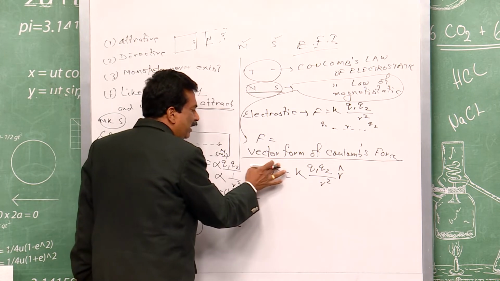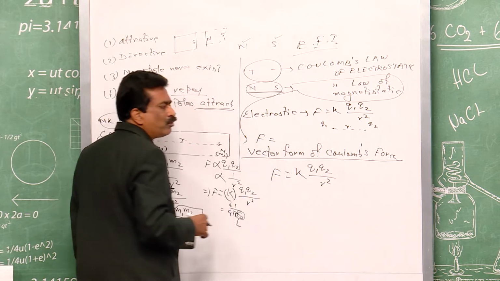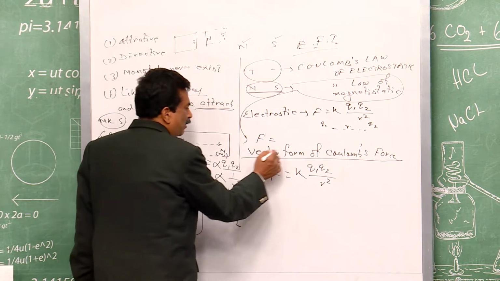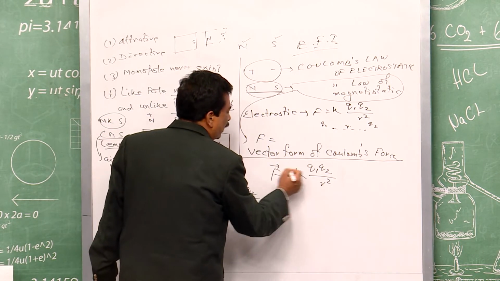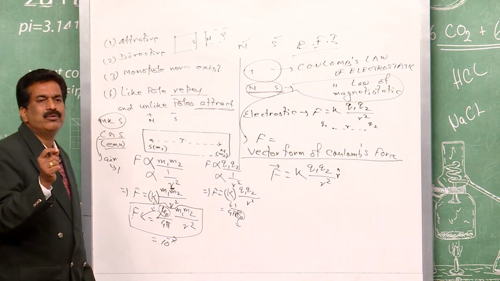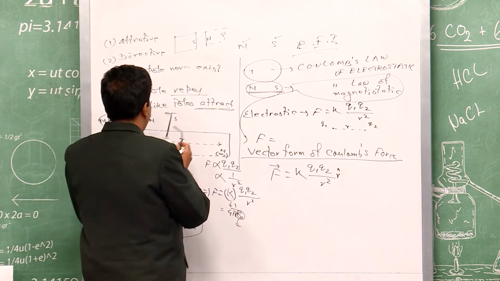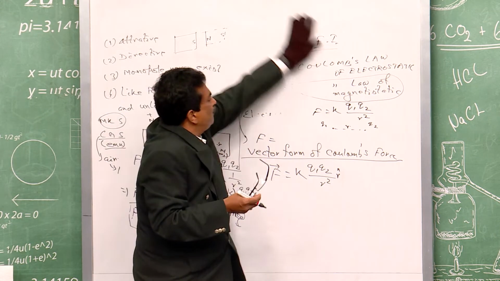But for the magnitude only, we have taken this as F, and there is no r cap. So for the vector form, if this is the F vector, then this is the r cap. R cap means the unit vector. So what does a unit vector state? If a vector, can I erase it?